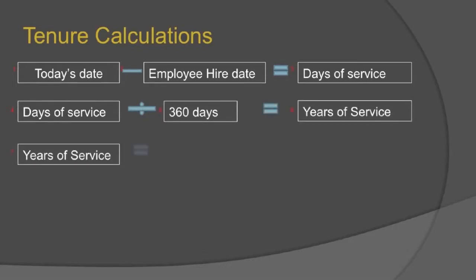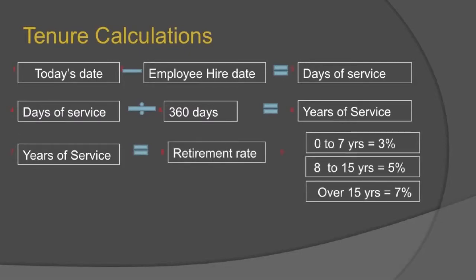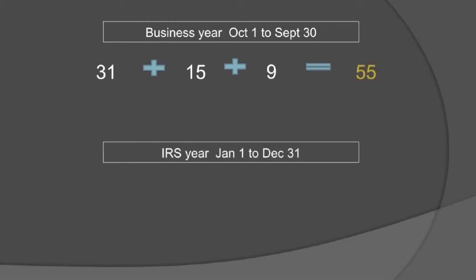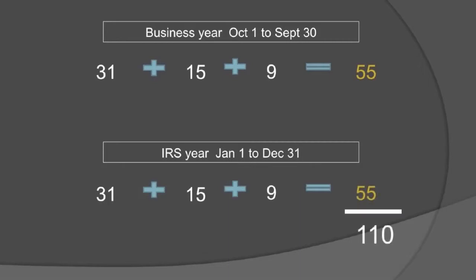And then somewhere along the line, there's something where you have to compare years of service to some retirement rate that will give you, 0 to 7 is 3%, 8 to 15 is 5%, and over 15 years is 7%. So now you've got the October to September, which is 31, 15, and 9, which gives you 55. And on top of that, you have the IRS year that has 31, 15, and 9 to give you 55. So now you have 110 items that you have to take care of.